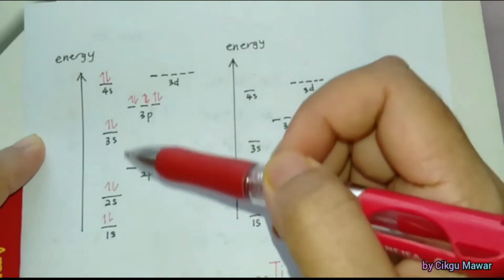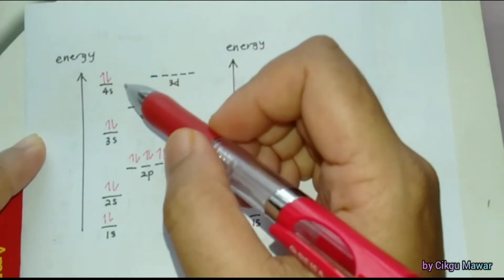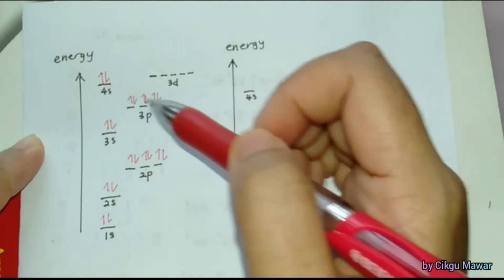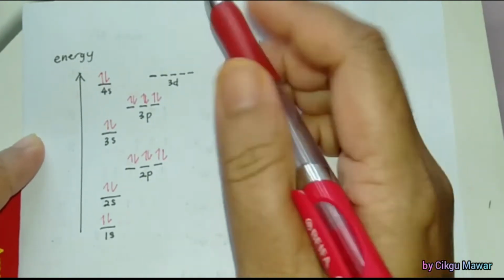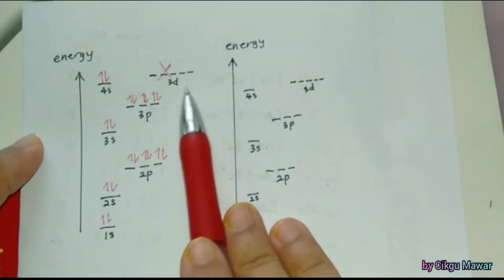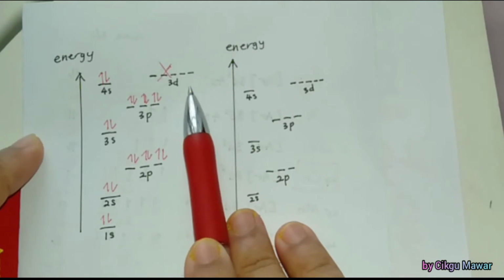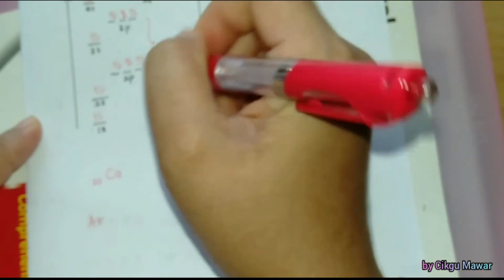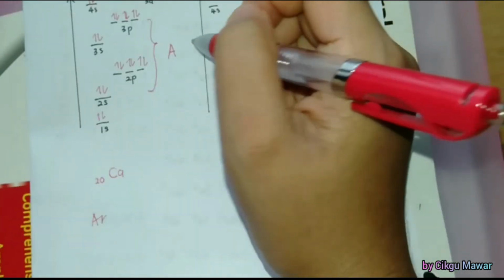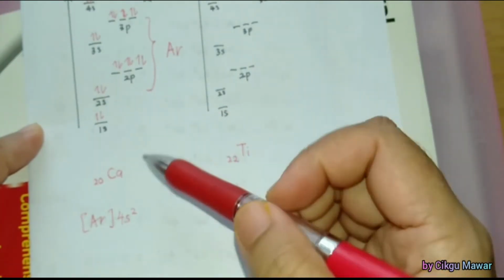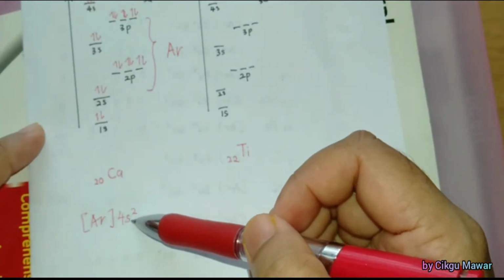So this is the electronic configuration for calcium, which only consists of 1s until 3p and 4s, not including the 3d, so there is no need to fill up the 3d. For calcium, it has empty 3d. That's why we write it as the argon part, followed by 4s2. That's why calcium is located in S block.